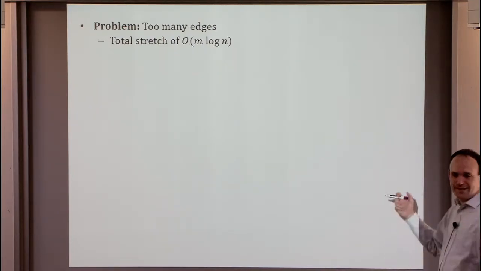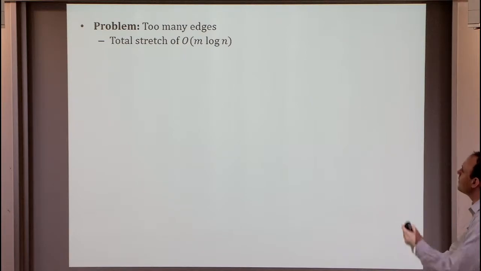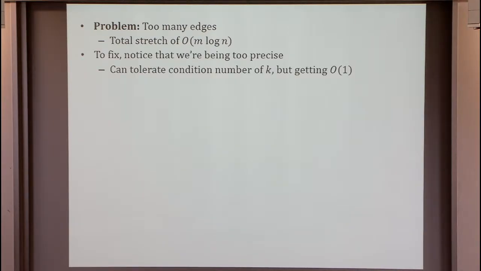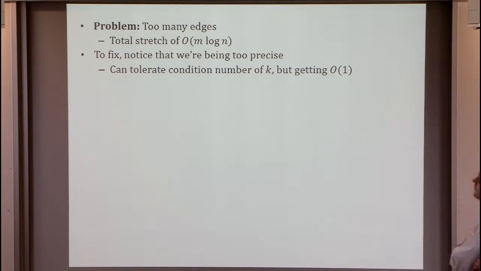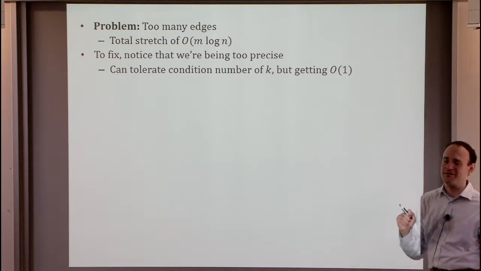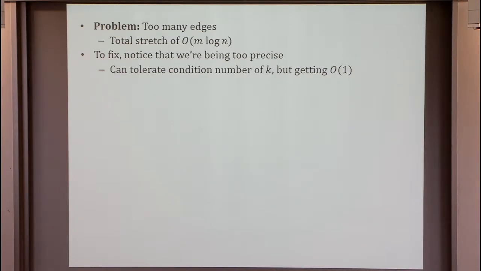That's still not n plus a small number, but the idea here is that we're being too precise. To fix this, we're going to notice that we can tolerate a condition number of k. K was the number where we wanted to get n minus 1 plus m over k, and we wanted a condition number of k for this. But we're doing the effective resistance thing, which had 1 plus or minus epsilon. So we're just being way too aggressive in our goal. We're not going to shoot for 1 plus or minus epsilon. We're going to shoot for something worse.